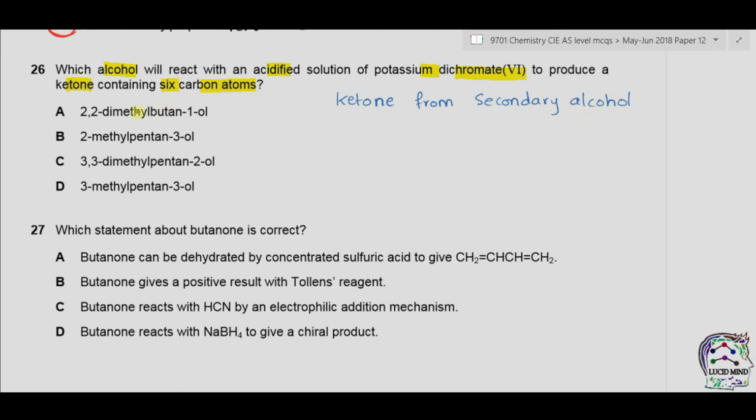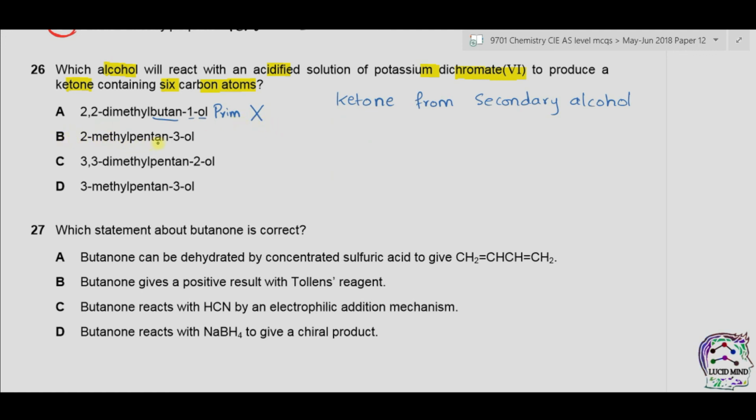Let's find out the secondary alcohol. In A we have 2,2-dimethyl butane 1-ol. So in the long chain we have 4 carbon atoms as it is butane, and on first carbon we have alcohol. On second carbon atom we have 2 methyl groups. As we can see that the carbon atom attached with OH is directly attached to 1 carbon only, so therefore this is primary alcohol. So A is incorrect.